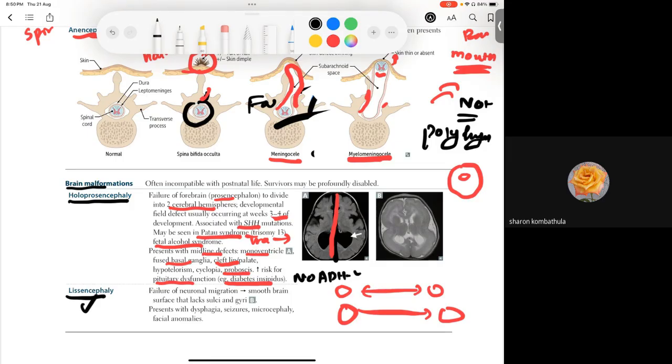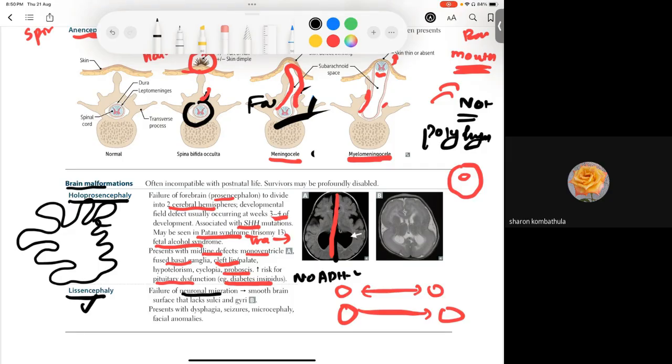What is lissencephaly? In lissencephaly, the brain is going to be really smooth. Normally, we know that the brain has a lot of gyri and sulci, right? In lissencephaly, it's a failure of neuronal migration. We are going to be having a smooth brain, which lacks the sulci and gyri, and it is going to be associated with dysphagia, seizure, microcephaly, and facial anomalies. You have to memorize it, right?